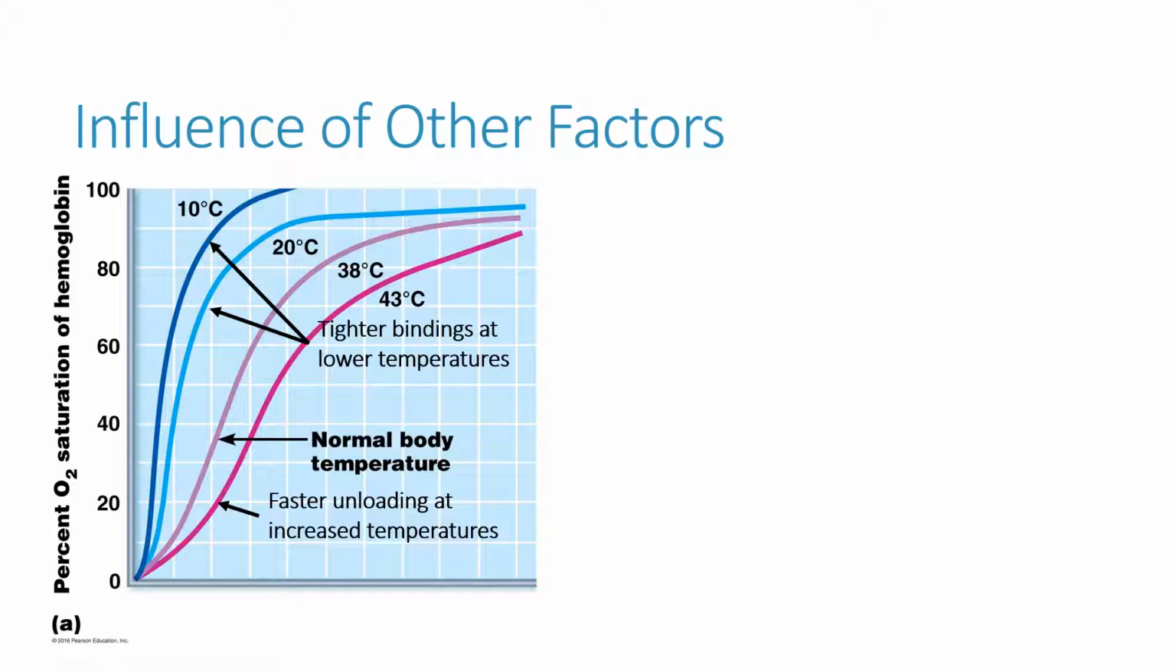At reduced body temperatures, we can see that hemoglobin binds much more tightly to oxygen and doesn't unload as quickly. In colder kinds of climate or colder body temperatures, we find oxygen bound to hemoglobin at a much higher rate and a much higher affinity.